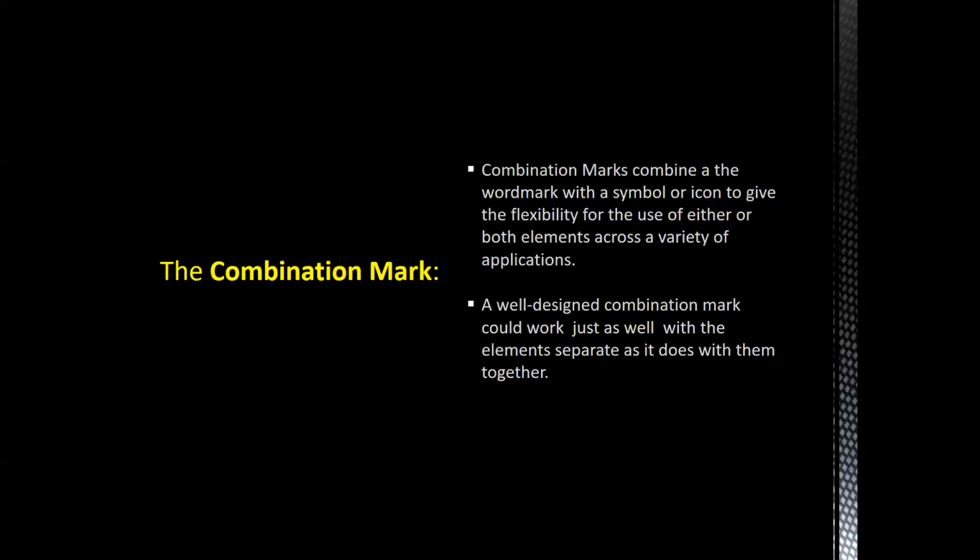Combination marks combine a word mark with a symbol or icon to give the flexibility for the user of either or both elements across the variety of applications. A well-designed combination mark could work just as well with the elements separate as it does with them together. So if you do a combination mark, the element that you create could work well as a symbol. Do you understand? Combination mark is a combination of text with a symbol. You got that? Yep. I just want to make sure you know what it is. So combination mark is text and a symbol.